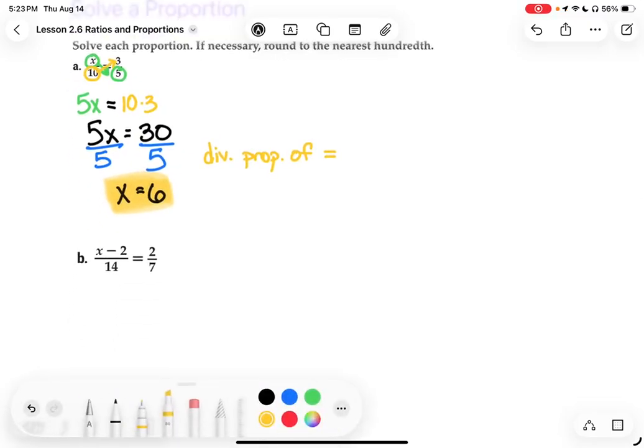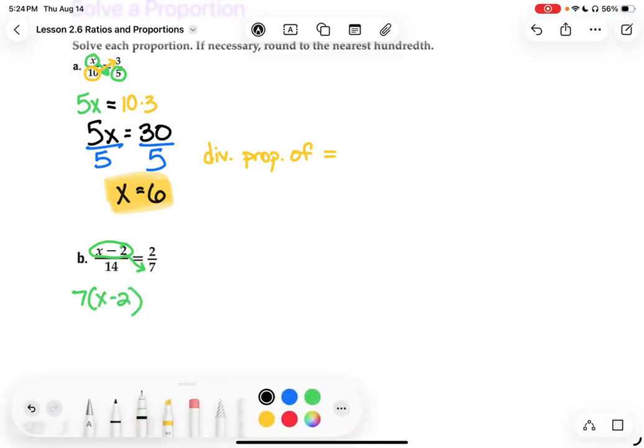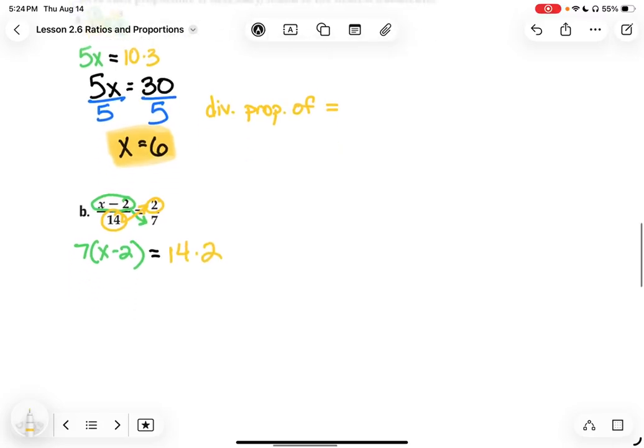This one's a little more complicated because one of our numerators has two terms in it, x minus 2 multiplied by 7. And we want to make sure both the x and the minus 2 get multiplied by 7, so we need some parentheses. Without the parentheses, we'd only be multiplying the 7 by one of those two things, and we want to make sure we multiply by both. And then we'll go the other way here, 14 times 2, like so. So the first thing we're going to do is some multiplication.